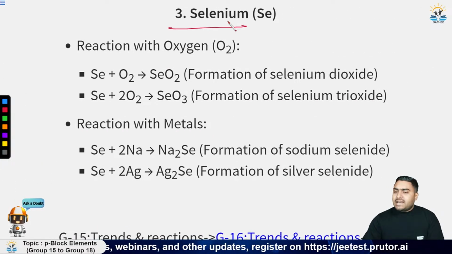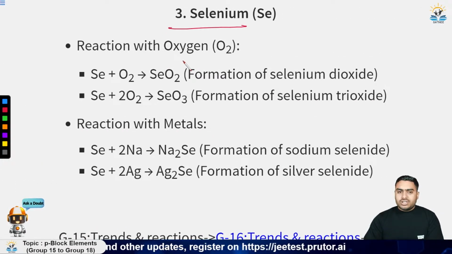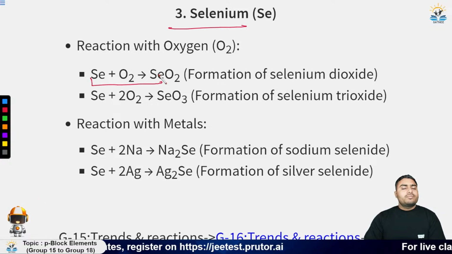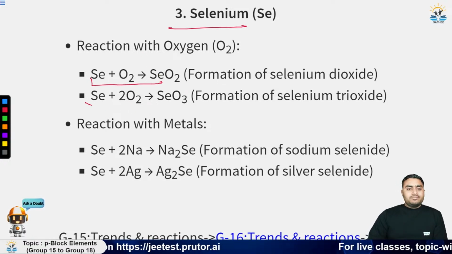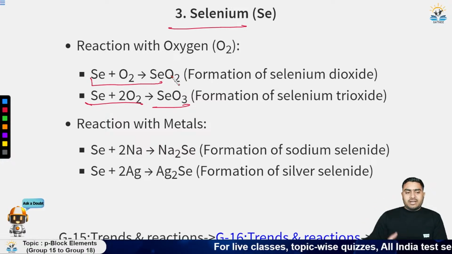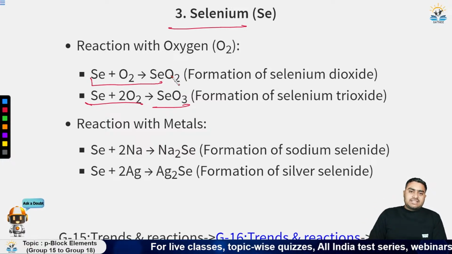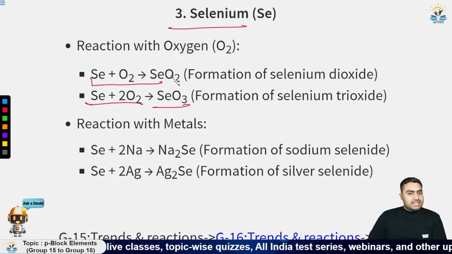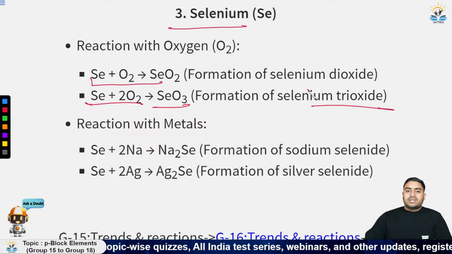I want to go with selenium. Reaction with oxygen, so selenium will form selenium oxide. Similarly, selenium can react with 3O2 and form SeO3. So with a limited amount of oxygen, it will form selenium dioxide. With excess, it will form SeO3, which is selenium trioxide, right?